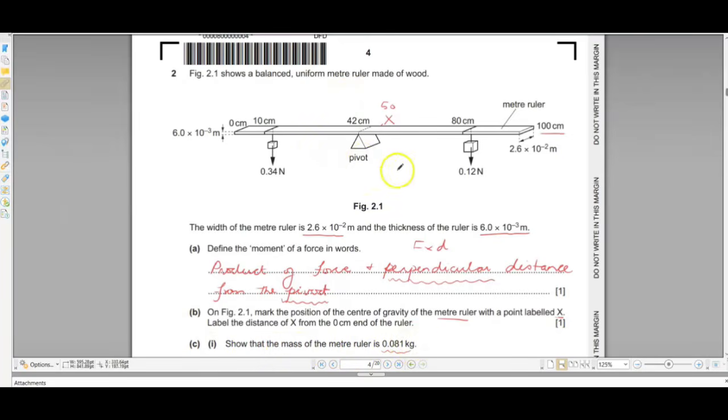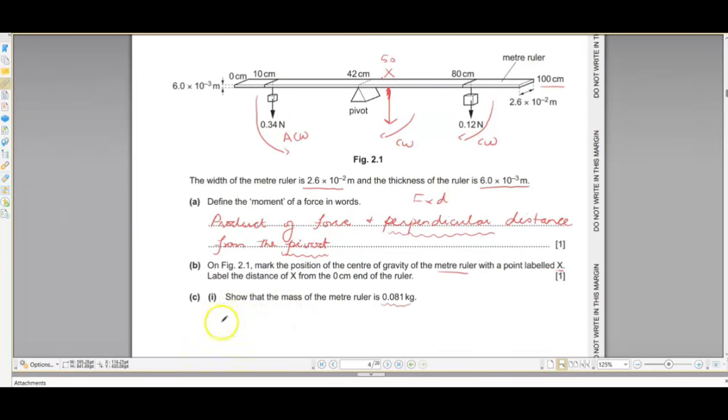Okay, in order to find the mass of the ruler, we need to see which of these moments are there and which ones are clockwise and which ones are anti-clockwise. So this moment is going to be clockwise. The weight of the mass of the ruler is going to be acting in the downward direction as well. So this is going to be clockwise as well. And if you see this one, this moment is anti-clockwise. So once we've established this, what we need to do is that we are going to write total.